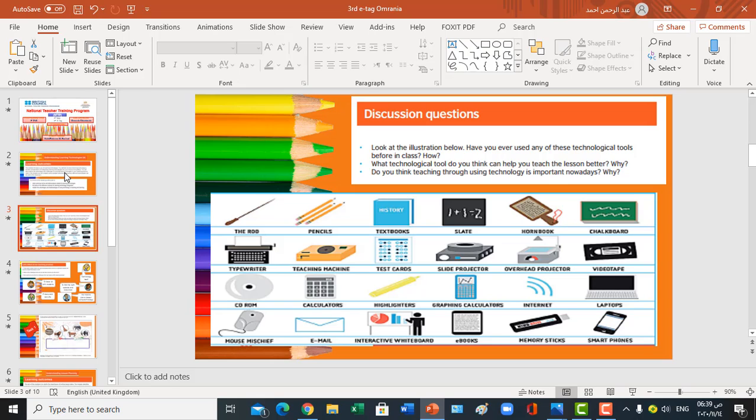Do you think teaching through using technology is important nowadays? I asked you this question and you wrote down in the chat box yes. Most of you said yes, and why? Because they are an excellent helper in delivering the information to our students. Now let's move to another point.